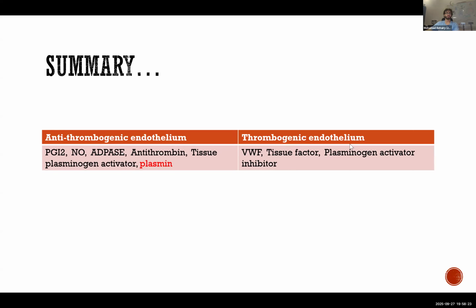Or plasminogen activator inhibitor. We said plasmin breaks down the fibrin. Okay, when the endothelium wants this fibrin, it's going to inhibit the plasminogen activator. Hence why plasminogen activator inhibitor. Okay? So in normal state, platelets are just inhibited at all times by NO, PGI2 and ADPase, 100%. I thought fibrin is broken down by TPA.